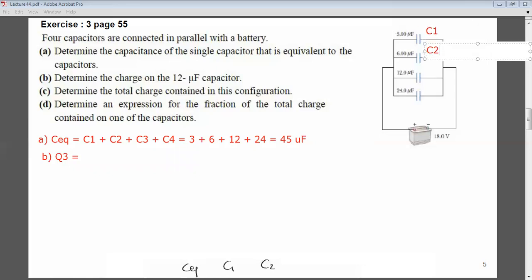C2, C3, and C4. Okay, so determine the charge on the 12 microfarad. So Q3 is C3 times V3, which is 12 microfarad times V3. V3 is V, because these are in parallel. So this is 12 times 18, and this will give me 216 microcoulomb.